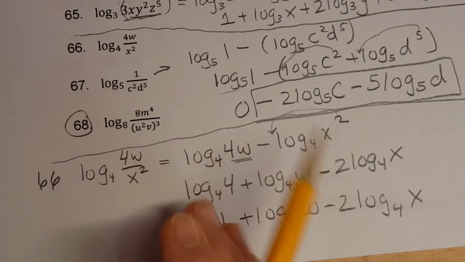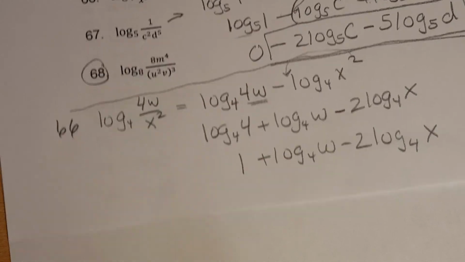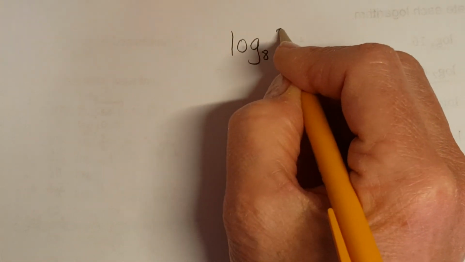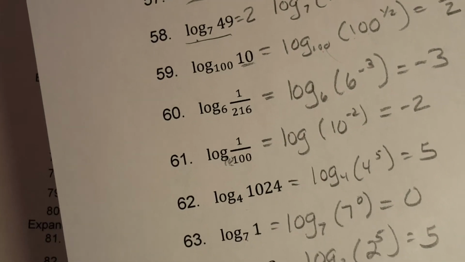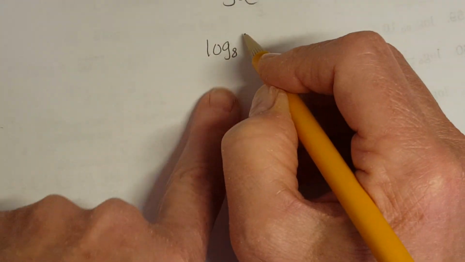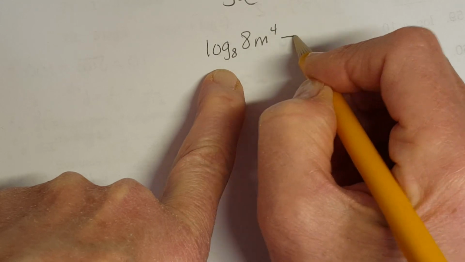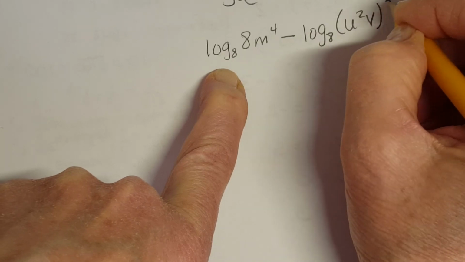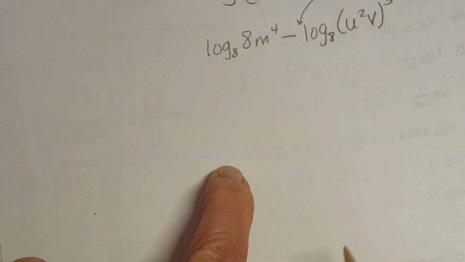And I didn't fit 68 on this, so let me just do 68 on the back of this. So 68 is log base 8 of 8m to the 4th divided by u squared v cubed. Okay, so if we separate this, we have log base 8 of 8m to the 4th minus log base 8 of u squared v cubed. So I'm going to put that 3 out front first. You could do it either way.